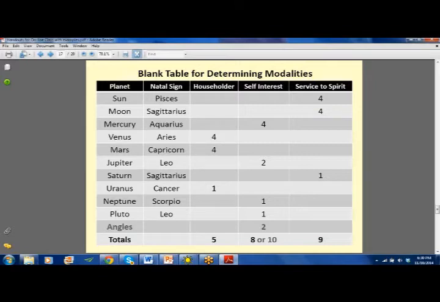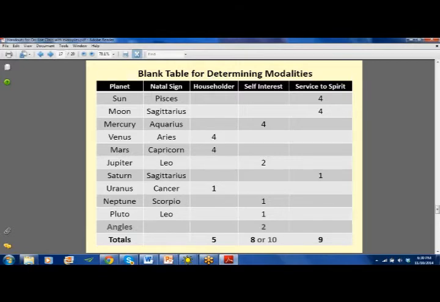Now, if your angles are not in the same modality, so for example, if you were Scorpio rising with Virgo in the midheaven, and you were going to weight the angles, you could give 1 point to self-interest for Scorpio rising and 1 point to in service to spirit for Virgo on the midheaven. So if you want to bring that in, you can do that.